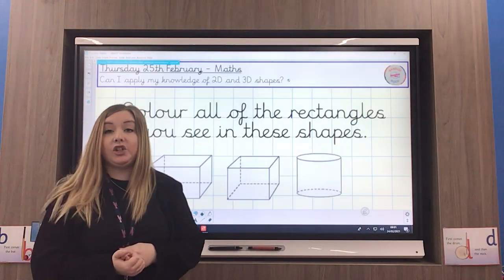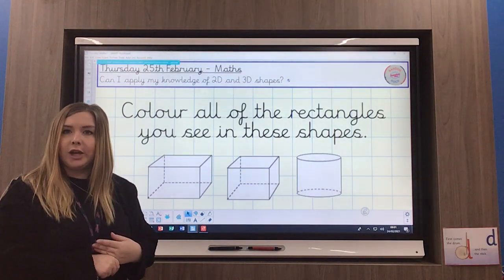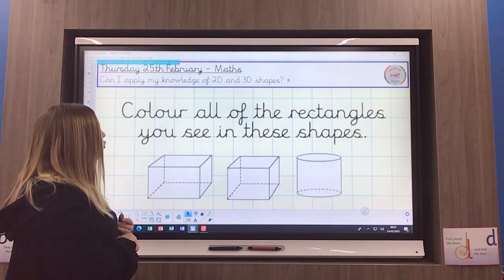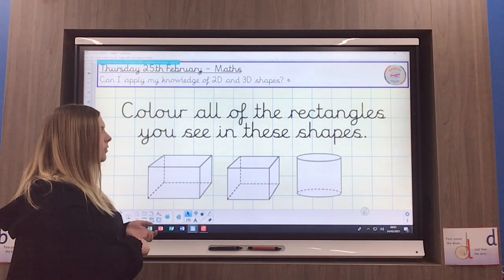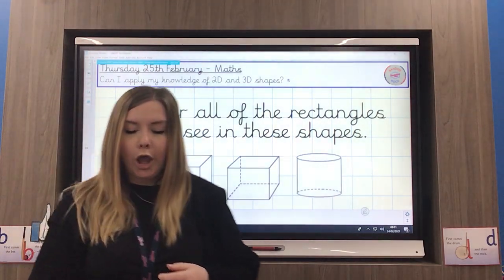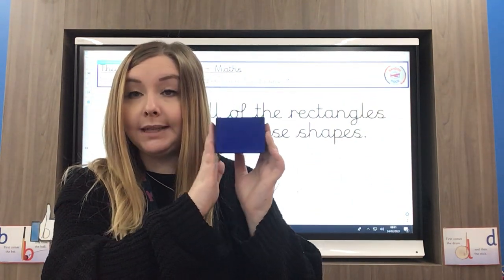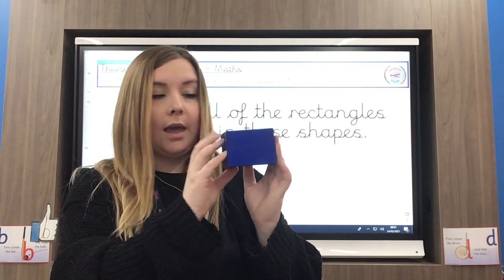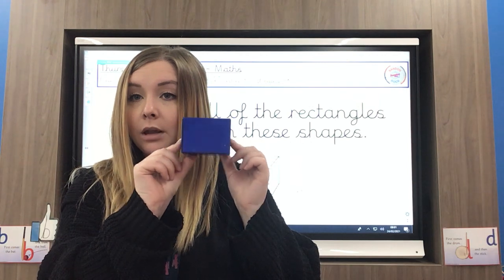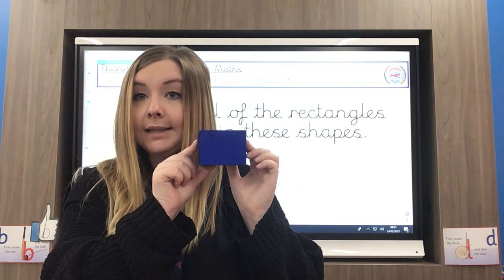The next question then, Year 4, is asking you to look at some 3D shapes. So we looked at 3D shapes yesterday, didn't we? And it's asking us to colour all of the rectangles that you can see in these shapes. So we remember that a rectangle is a shape that's got 2 long sides and 2 short sides. And this here is made up of some rectangles. There's a rectangle, there's a rectangle, there's a rectangle, and there's a rectangle.